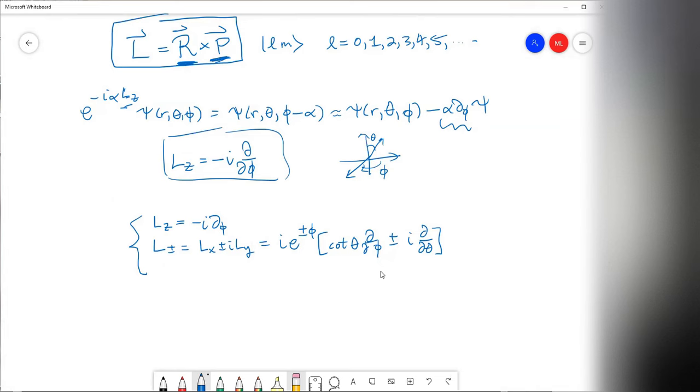Could you label the axis over there? Okay. Thank you.